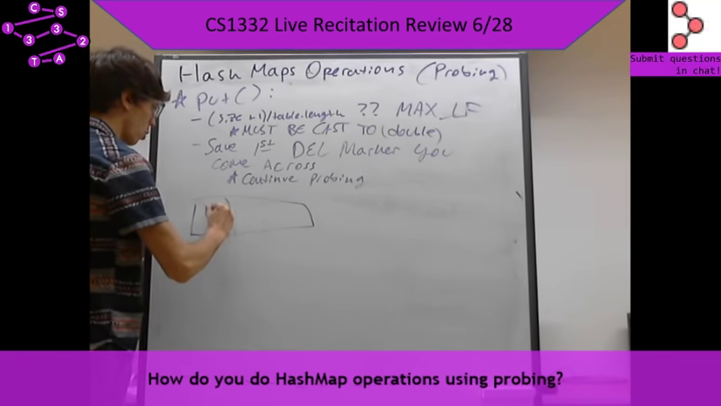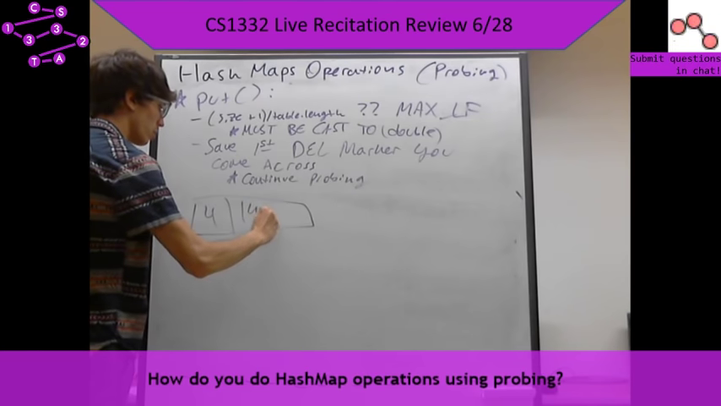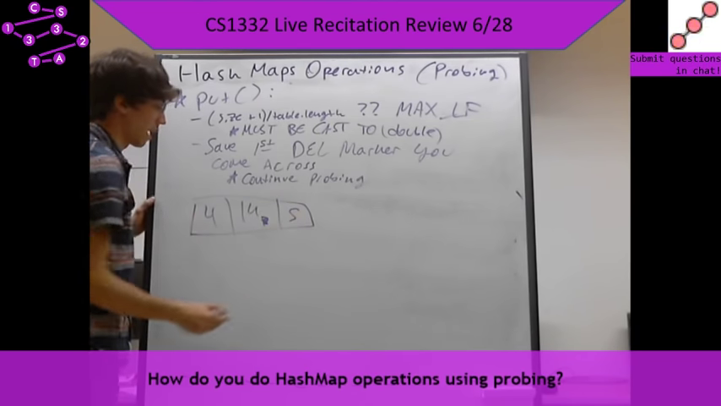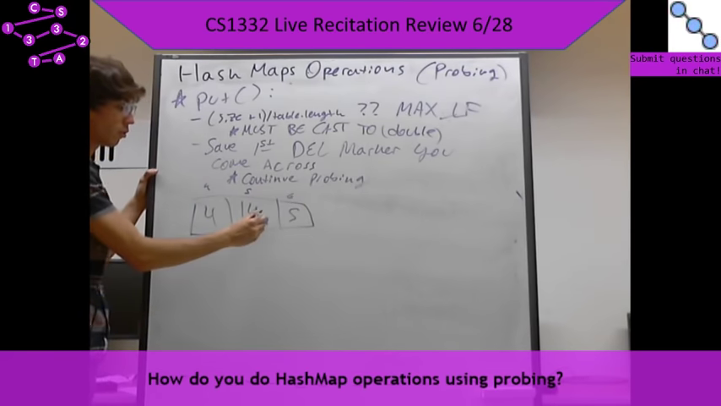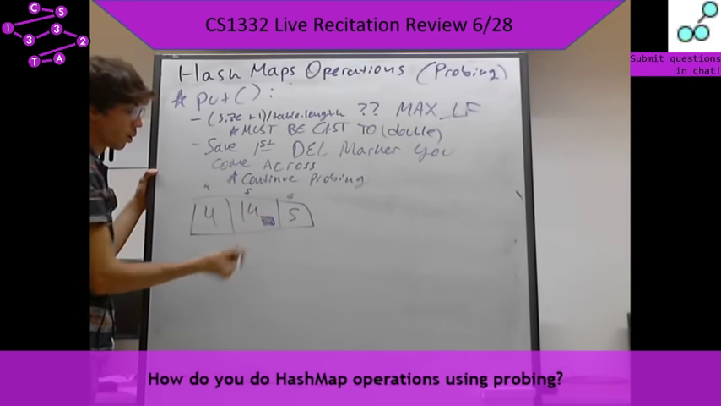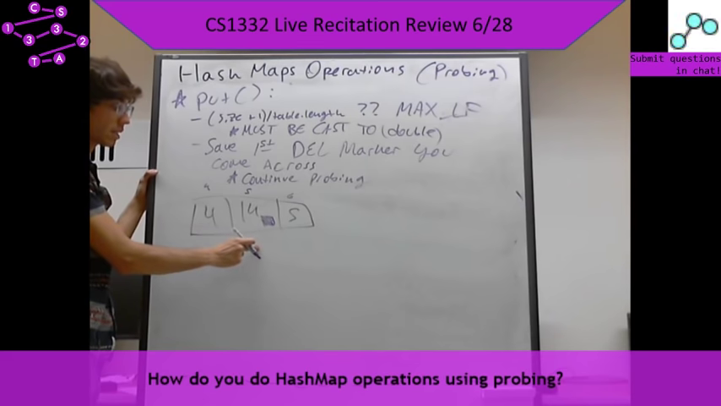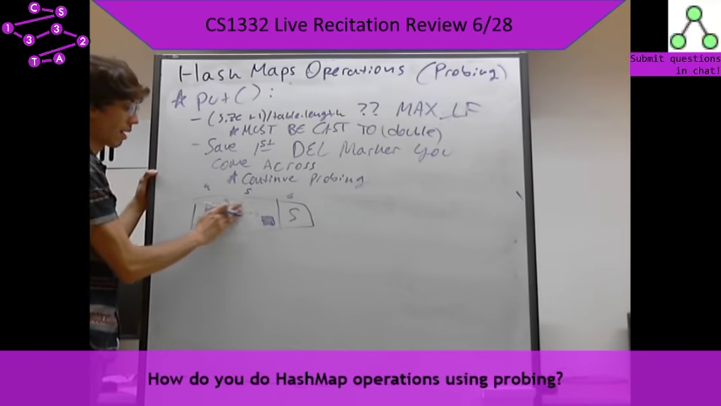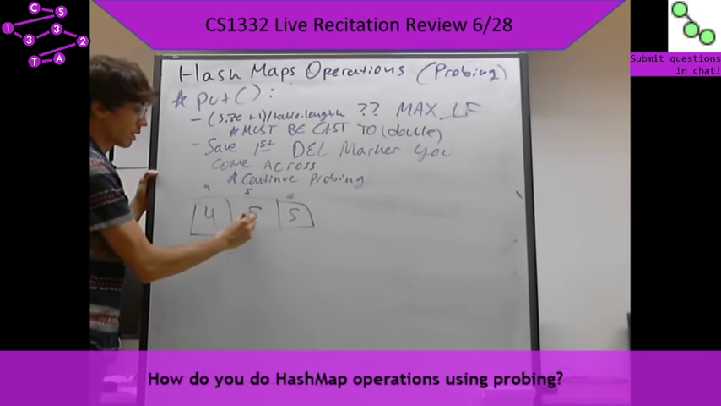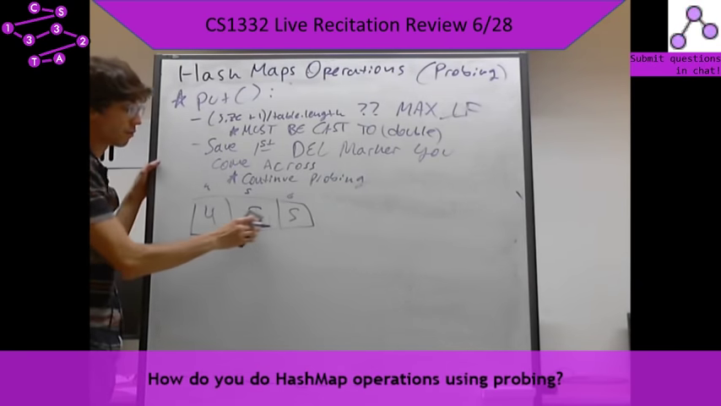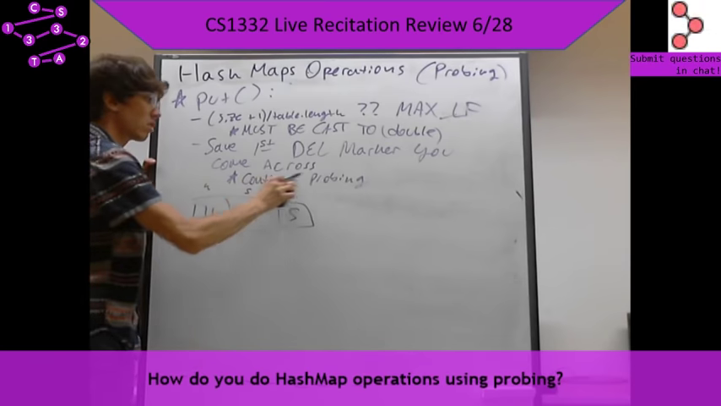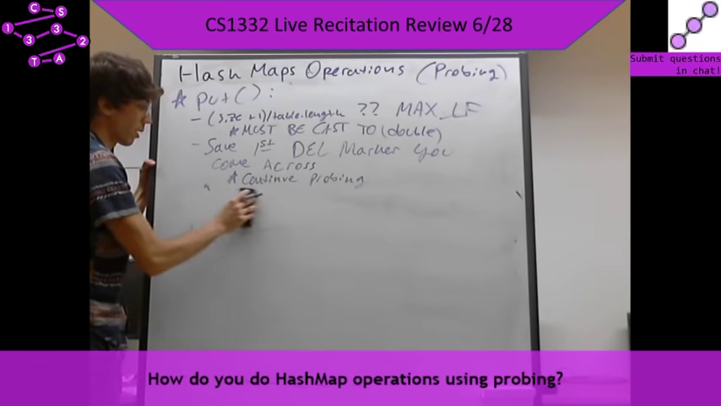Right, so we had 4, we had 14, which had been removed, and we had 5, right? And these were indexes 4, 5, and 6 respectively. So if we did put 5, and we got to this deleted marker and thought we could just throw 5 in here, we would end up with this, right? And this is a no bueno. We have matching keys, or we have duplicate keys in the hash map. This is why we must continue probing, okay?